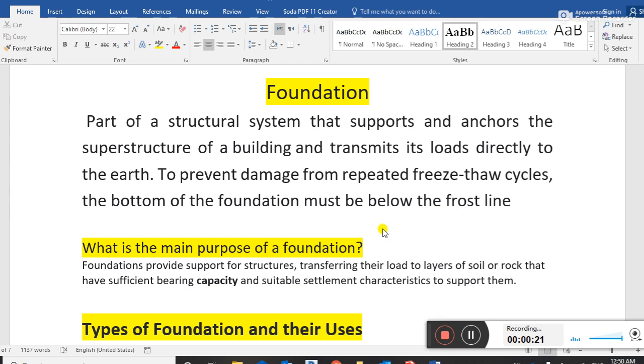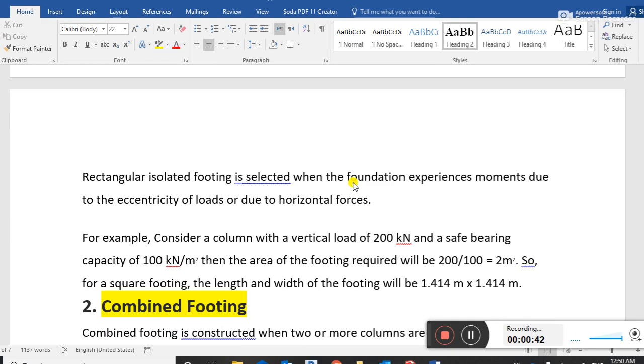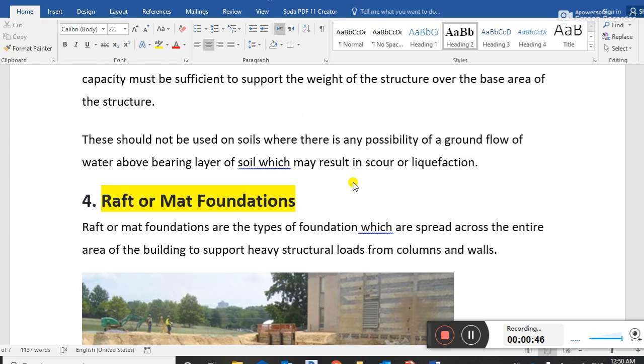In this session I'm going to discuss the fundamental things about the foundation and the types of foundations, all about this comprehensive introduction to the foundation in civil engineering. Guys, this topic is very important. Please watch this video till the end. You will get some knowledge.